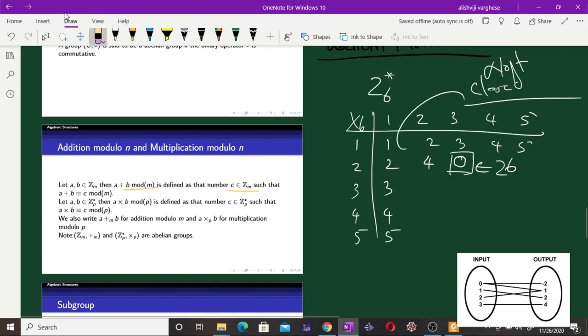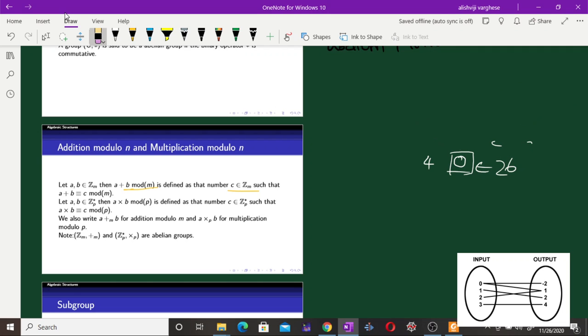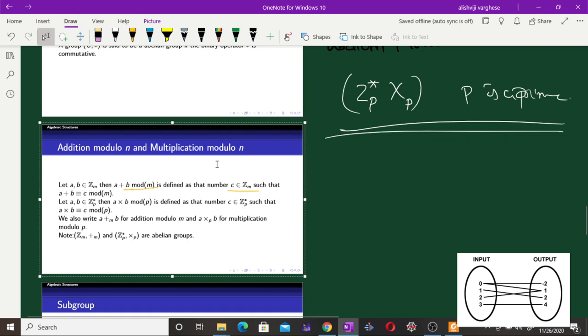So addition modulo M is an abelian group under addition modulo M, but Z star P forms a group under multiplication modulo P only when P is a prime number. If P is not a prime number, the operation multiplication modulo P is not closed, and therefore it will not form a group.